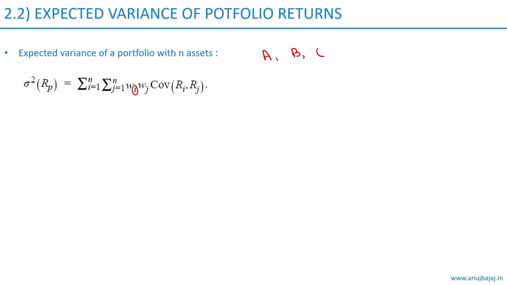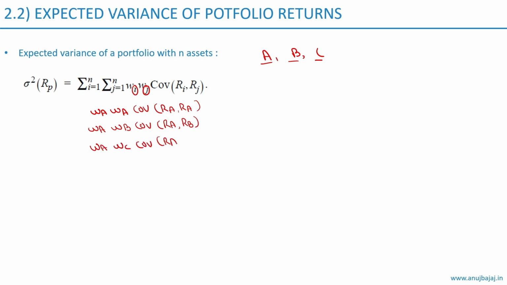So substituting I and J with each of the assets, we get weight of A multiplied by weight of A multiplied by covariance of A with A. Then weight of A multiplied by weight of B multiplied by covariance of asset A's return with asset B's return. Then weight of A multiplied by weight of C multiplied by covariance of asset A's return with asset C. Now we substitute I with B. Weight of B multiplied by weight of A multiplied by covariance of asset B's return with asset A's return.